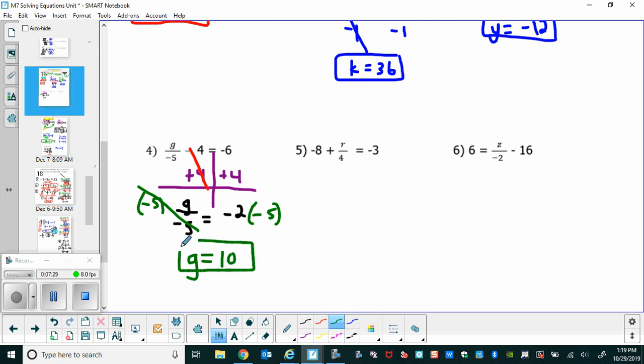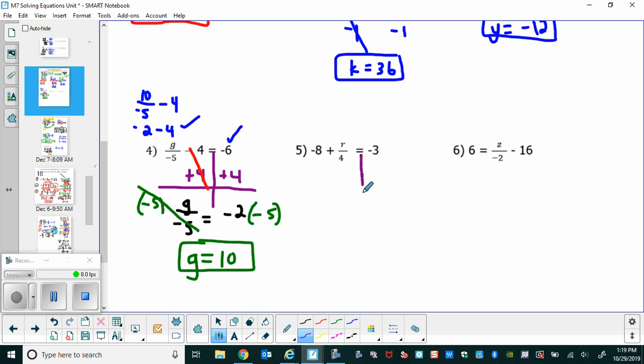Now let's check. So you've got 10 over negative 5. That's negative 2. Now we're going to take away 4 from that answer. So that's the negative 6 that we should get. All right, just a couple more here.